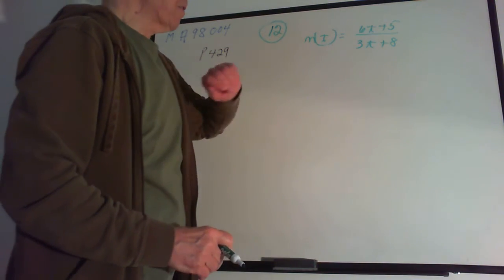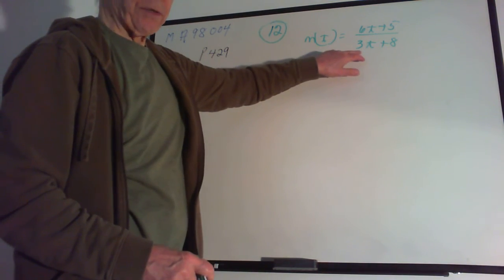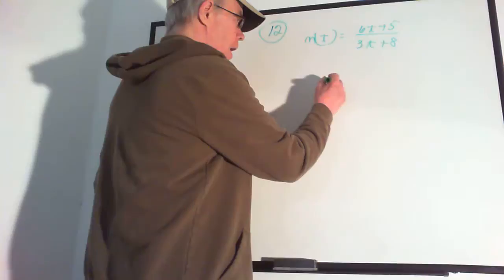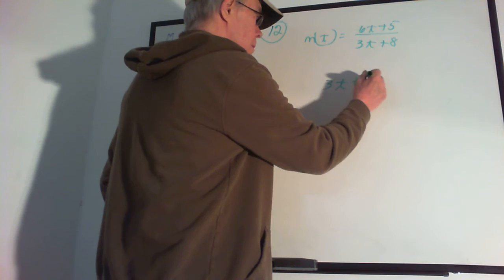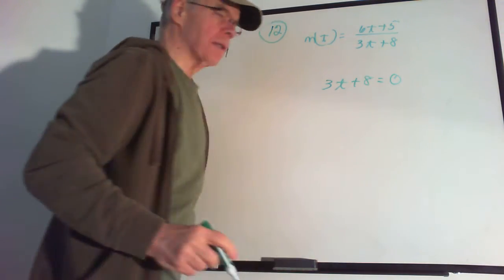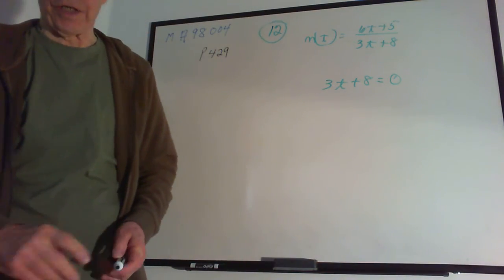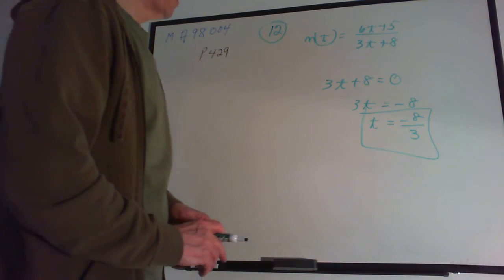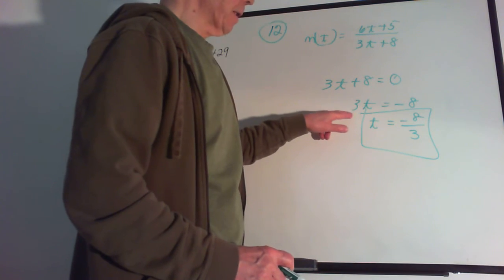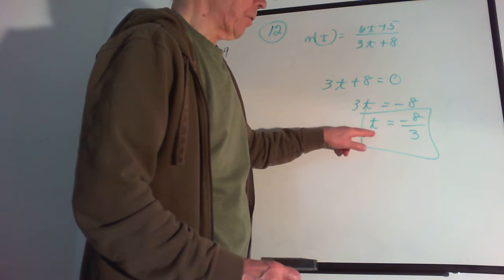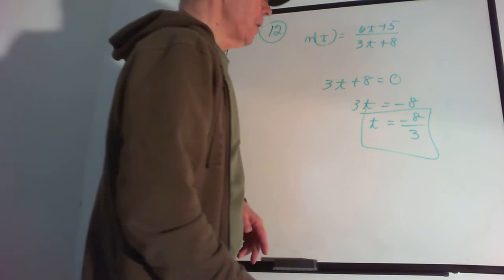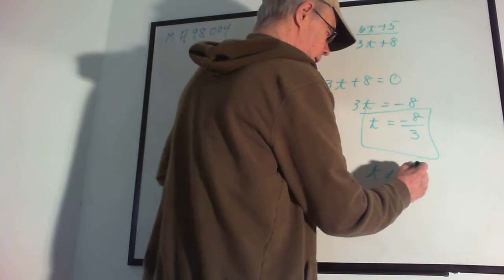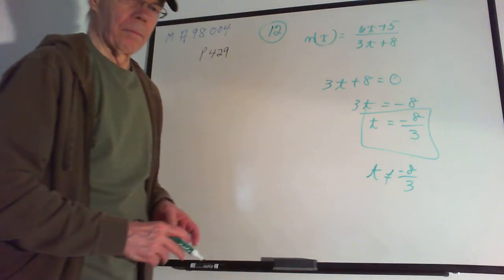Okay, same thing. What's the domain? The domain is all numbers except numbers that make this denominator equal to 0. Set the denominator equal to 0 and solve it. Find out what makes that equation equal to 0. So pause the video and solve it. All right, so 3t plus 8 equals 0. 3t equals negative 8. T is going to be equal to negative 8 divided by 3. So t cannot equal negative 8 divided by 3.